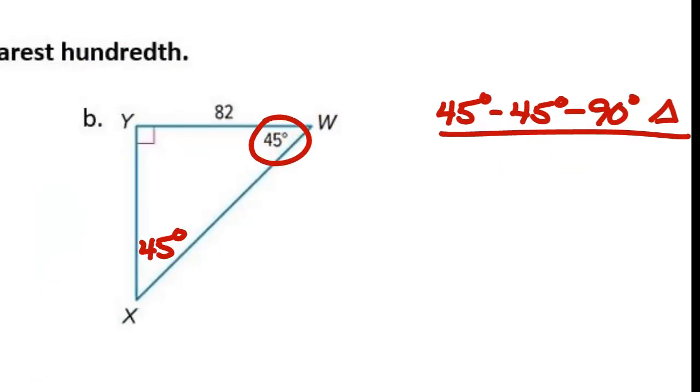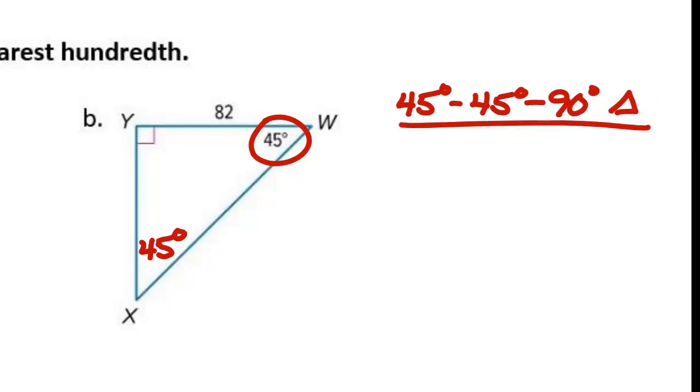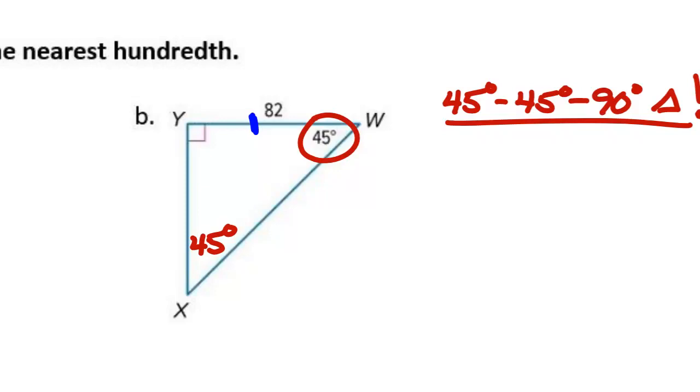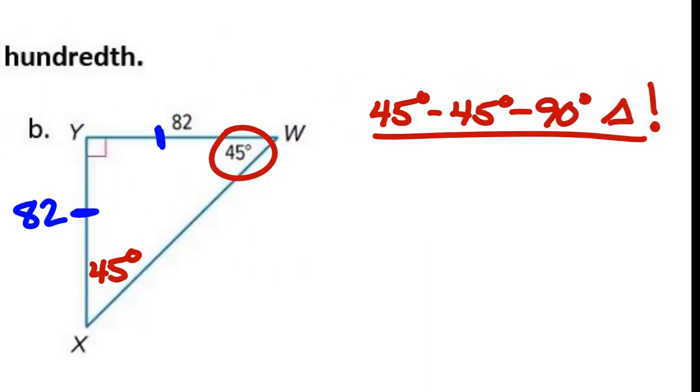So we can use our special right triangle rules to help us solve this one. You can also use sine, cosine, and tangent. You're going to get the exact same answers. But I'm going to go ahead and use our special right triangle rules here. Because they're both 45 degrees, I know that these two sides are congruent. So that means that xy is also 82.